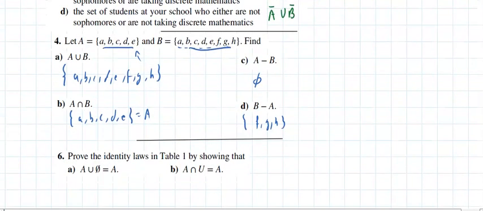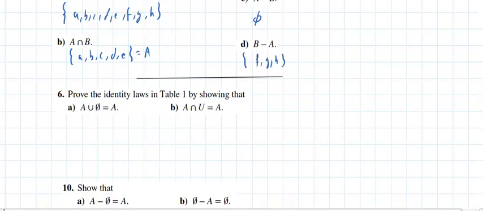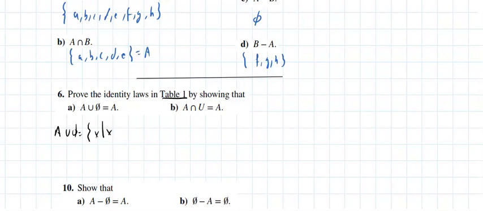Prove the identities. Now the table I didn't show you yet because there's a lot of properties. I'm gonna go over that in the next video. Prove the identity law in table 1 showing that A union the empty set is A. Well, we start with A union the empty set would be X such that X belongs to A or X belongs to the empty set. But the empty set is empty, there's nothing there. So this is really saying X such that X belongs to A, which is set A.